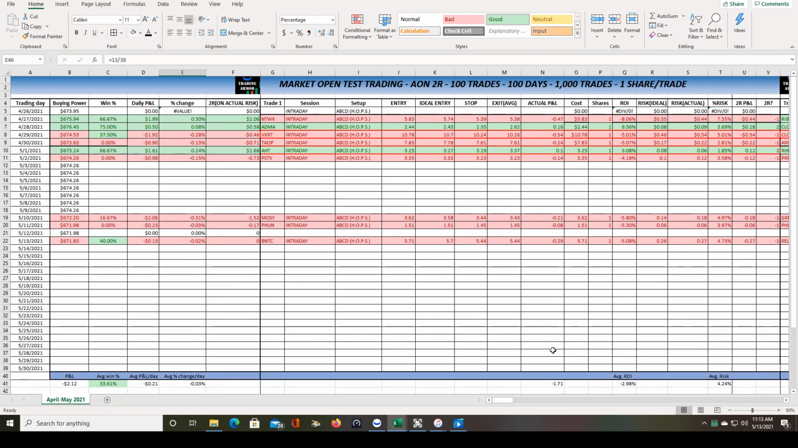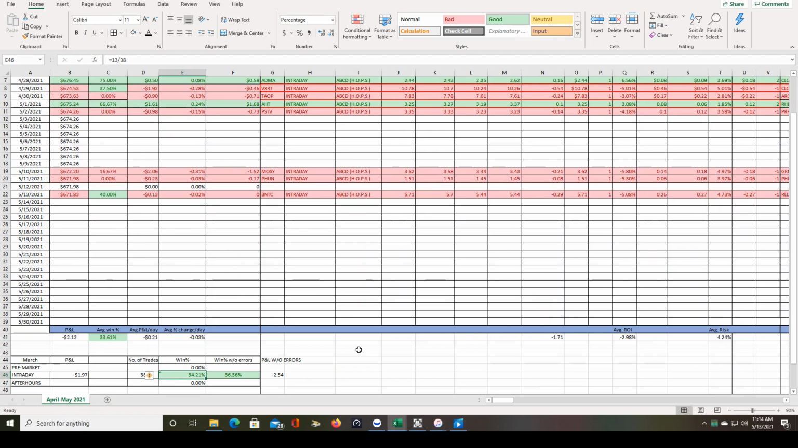And then when I removed all the error trades, which are not the red trades, but the ones that are boxed in red, that means that those were trades that I shouldn't have taken and I took accidentally thinking they were trades I should have been taking. That win rate is 36.36%, so a little bit better still.